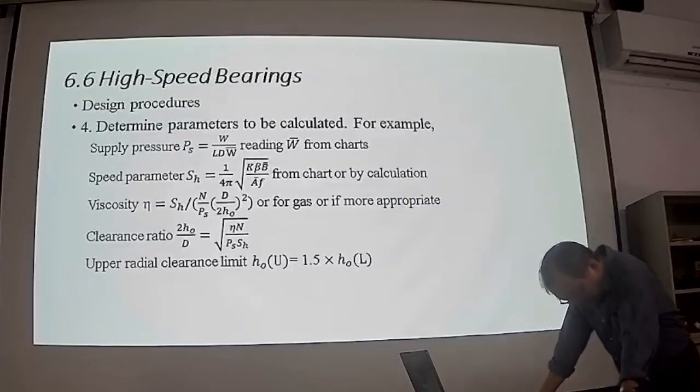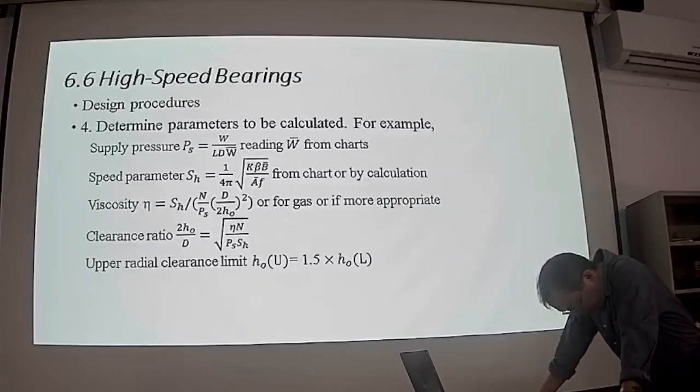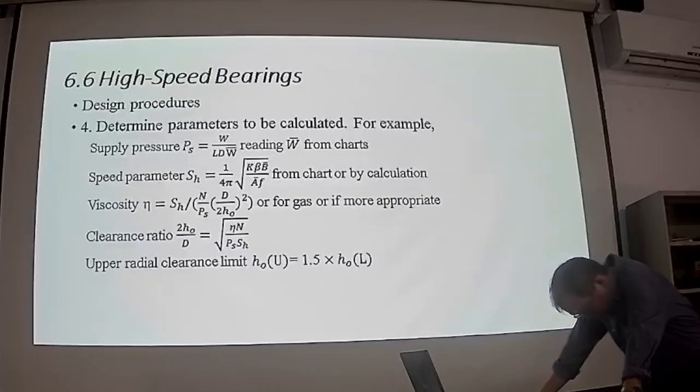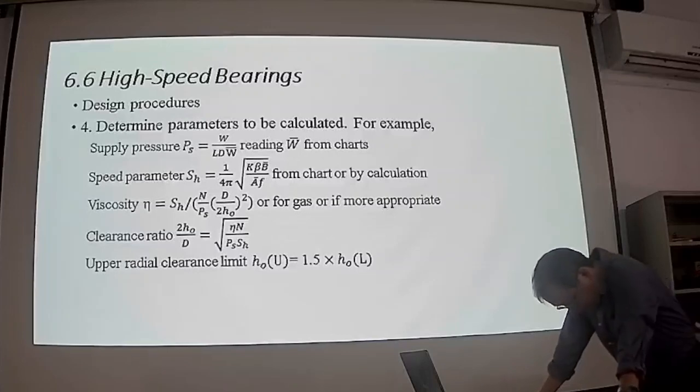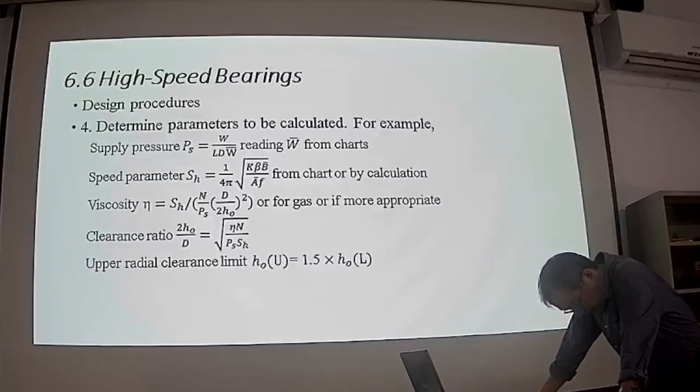We look at the same page, page 121, and step 5, to determine the performance data from chart or formula. For example, the bearing film thickness, lambda, the volume flow rate, Q, the pumping power, HP, the friction power, HS, the total power, HT, and the maximum temperature rise for one oil pad, delta T.